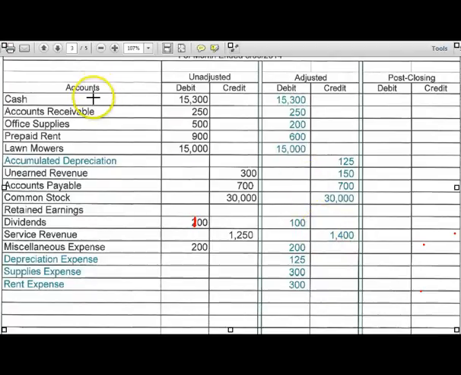So notice I have these listed. We've got our assets, liabilities, and stockholders' equity. So these accounts are going to be used to write out the balance sheet. Here we have revenue minus expenses. These will be used to write out the income statement.